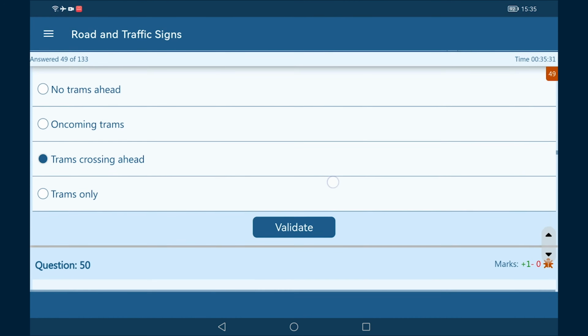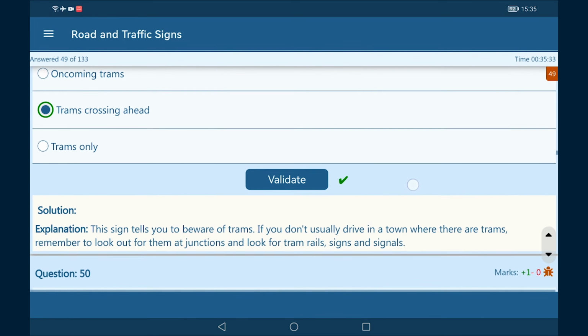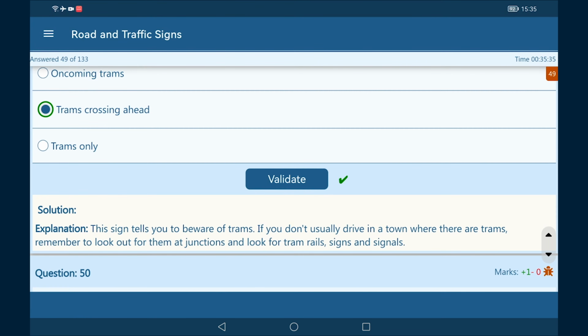Explanation. This sign tells you to beware of trams. If you don't usually drive in a town where there are trams, remember to look out for them at junctions and look for tram rails, signs, and signals.